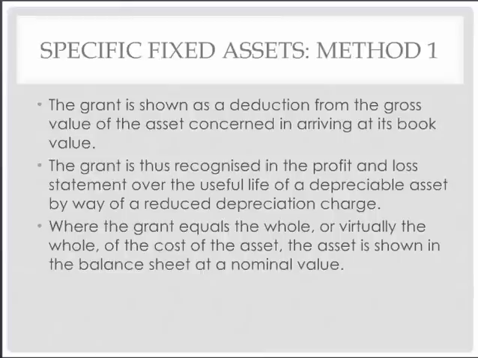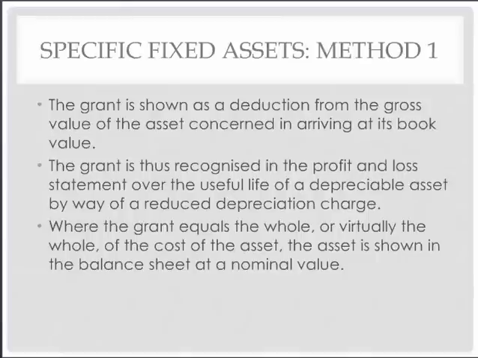Method 1. In the first method, whatever grant you received for a specific fixed asset must be reduced from the gross value of the asset concerned in arriving at its book value. That means you should reduce the grant received from the cost. For example, the asset cost 10 lakh rupees and you received 2 lakh rupees as grant. So your book value should appear at 10 lakhs minus 2 lakhs, which is 8 lakh rupees.